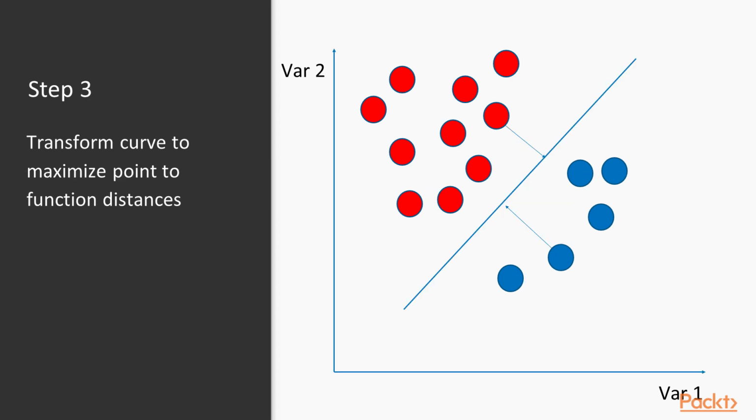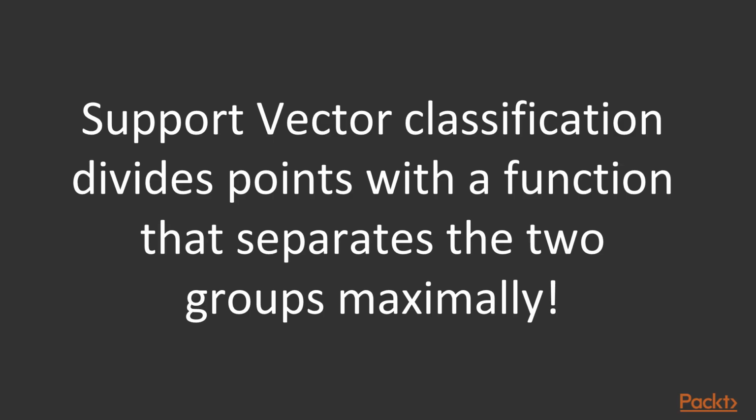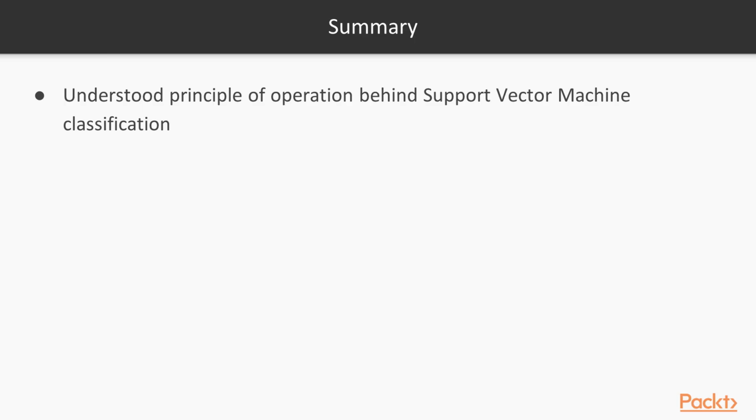Like this. In this case, something like this is maximally separated from each point here and each point here. And it also ensures that the points on this side are labeled red and the points on this side are labeled blue. So, support vector classification divides points with a function that separates the two groups maximally. Hopefully, we've understood the principle of operation behind support vector machine classification.